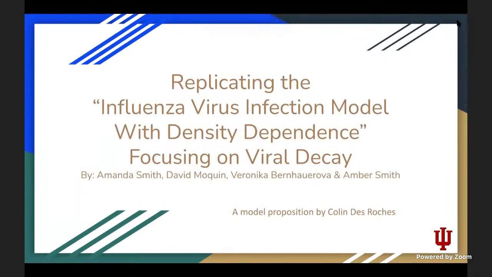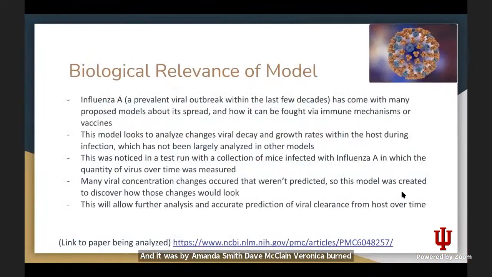So the paper I was looking at was involved with influenza virus infection models with density dependence, focusing mostly on viral decay. And it was by Amanda Smith, David Moquin, Veronica Bernhover, and Amber Smith. So the biological relevance of this model that I found, influenza A obviously was a prevalent viral outbreak in the last few decades, and with that has come many proposed models about how it spreads and how it can be fought via immune mechanisms or vaccines.